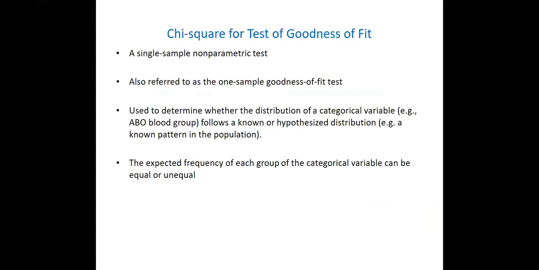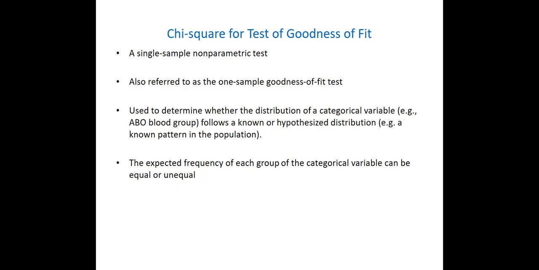Chi-square test of goodness of fit. This type of chi-square is a single-sample non-parametric test. One sample, yes, one group. Also referred to as the one-sample goodness of fit test. It is used to determine whether the distribution of a categorical variable follows a known hypothesized distribution, for example, a known pattern in the population.